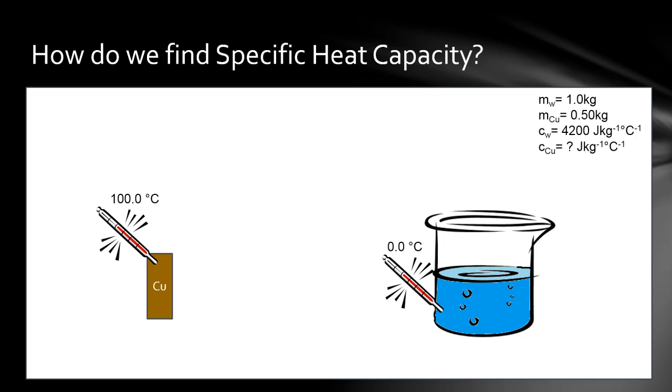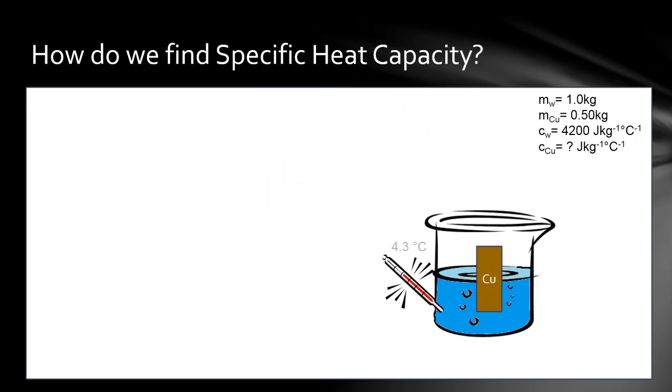Here's an example. I take 1 kilogram of water at 0 degrees Celsius and a half a kilogram of copper at 100 degrees Celsius. I know the specific heat capacity for water is 4,200 joules per kilogram degrees Celsius. I then place the copper rod into the water and measure the temperature change for both the water and the copper. The temperature change for the water is positive 4.3 degrees Celsius. The temperature change for the copper is a negative 95.7 degrees Celsius.